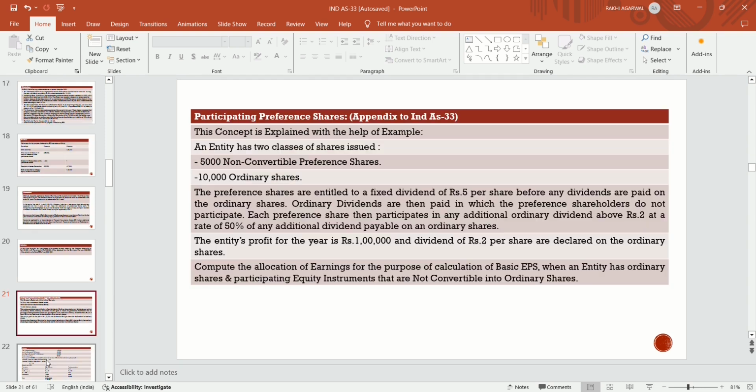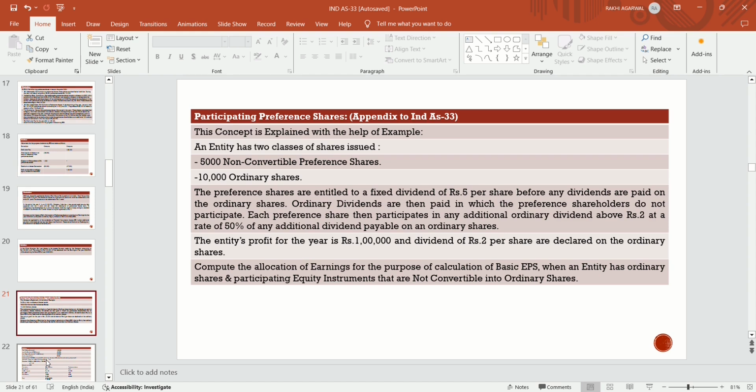Now we will discuss the concept related to participating preference shares, from the Appendix to Ind AS 33. This concept is explained with the help of an example. Suppose an entity has two classes of shares issued: 5,000 non-convertible preference shares, which are not converted to equity and will be redeemed after a period, say 15 or 20 years, and 10,000 ordinary equity shares.